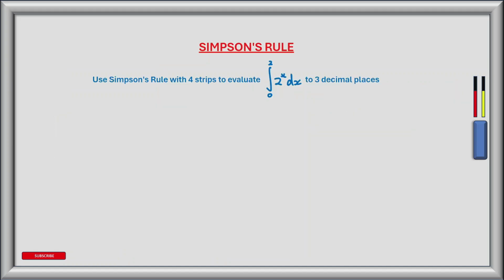Now let's apply Simpson's rule to a real problem. So we want to use Simpson's rule with 4 strips to evaluate the integral from 0 to 2 of 2 to the power of x dx to 3 decimal places.